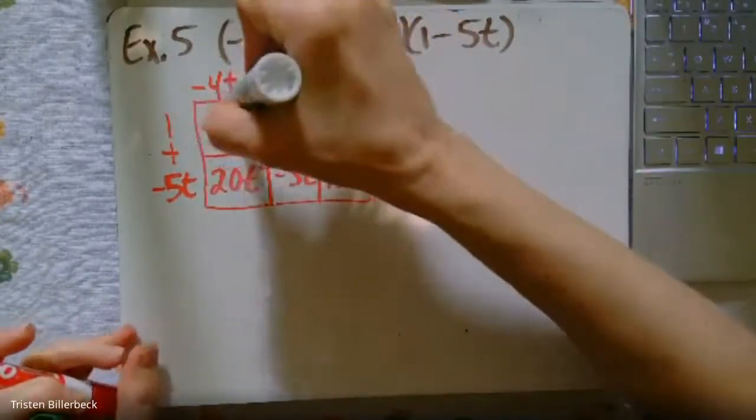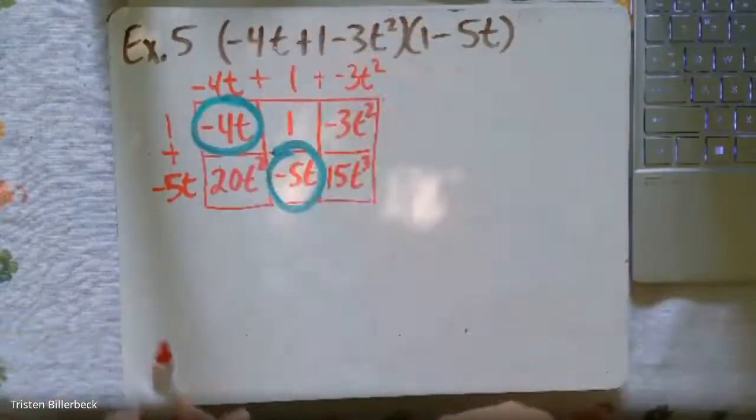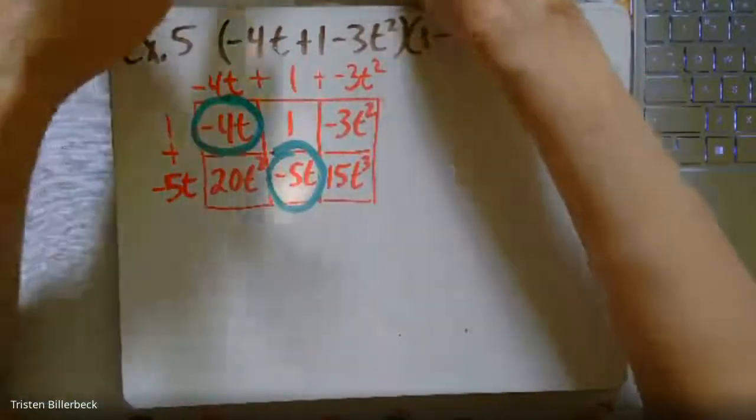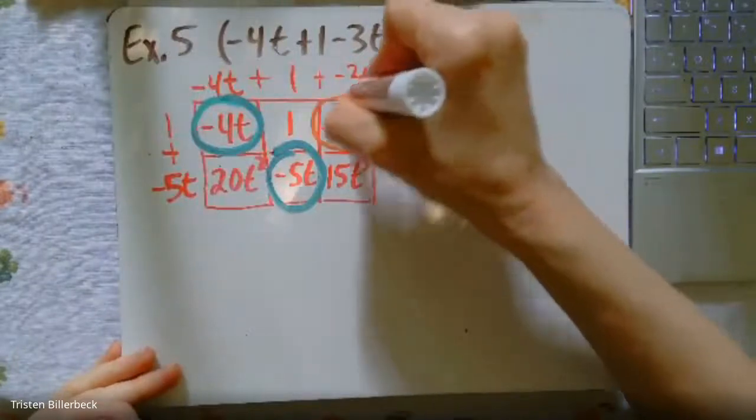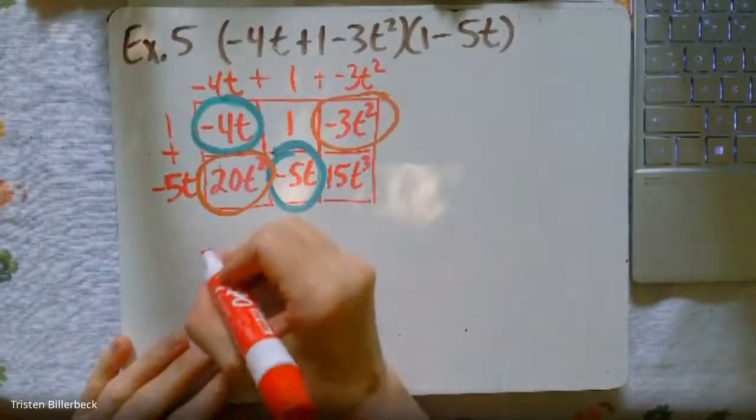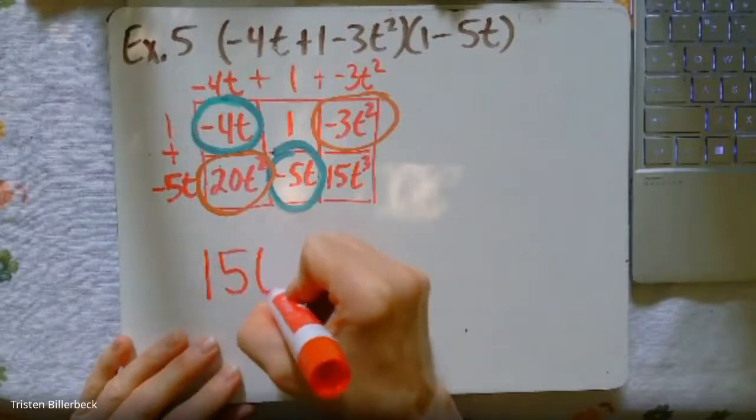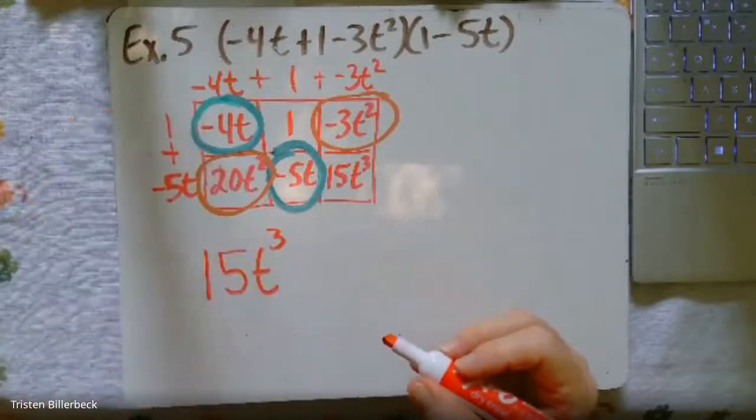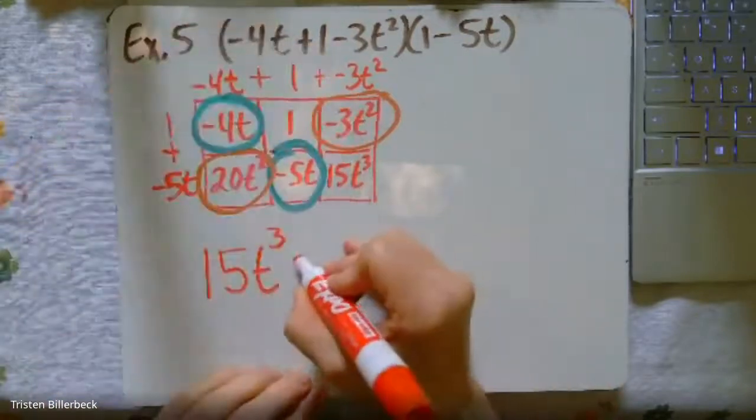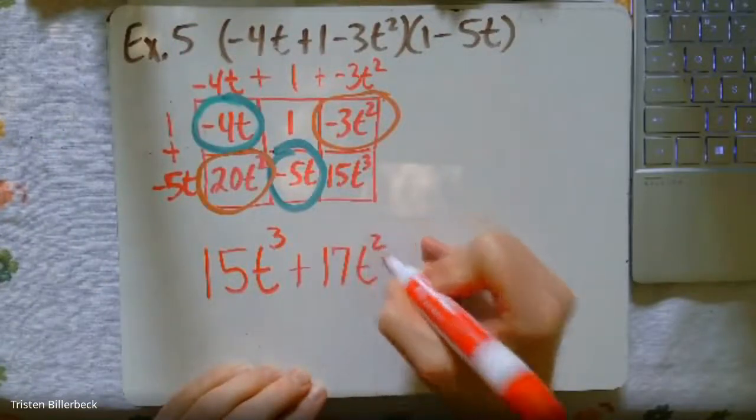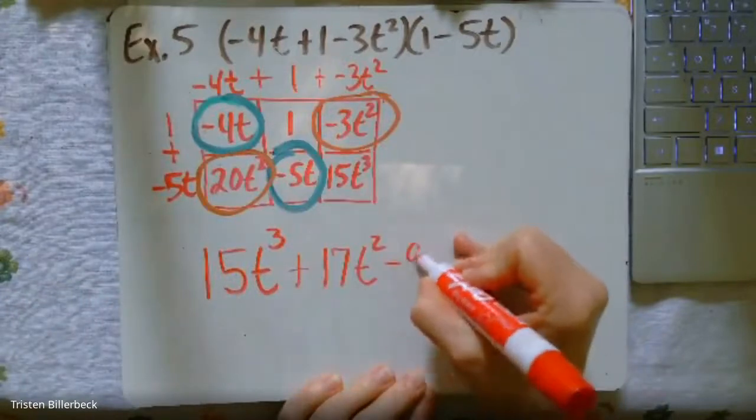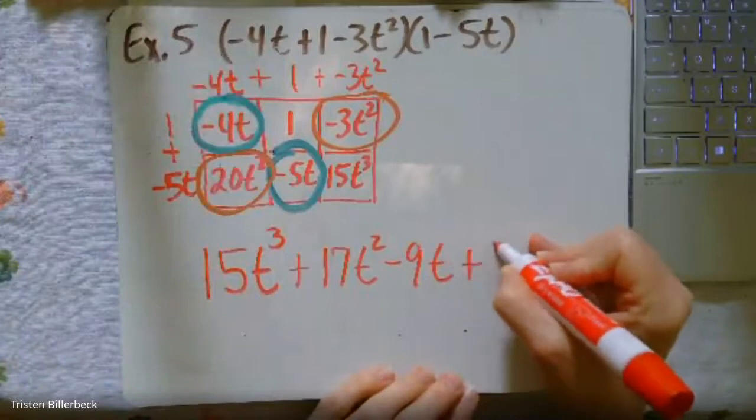Okay, so when we have this, we see we have a few things that are like. This one is like this one, but they aren't organized because these were not organized. And this one is similar to that one. This one has the highest exponent. So we always start by listing the highest degree, and the highest degree means the highest exponent. So that term goes first. Next is the square term. So 20 minus 3 would be 17t squared. And then finally, we have the t's, negative 4 plus negative 5 would be minus 9t. And then there's just a plus 1 out here.